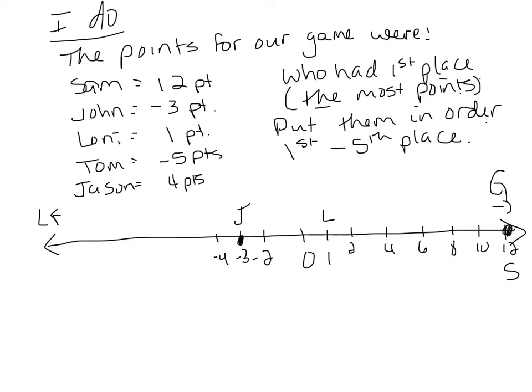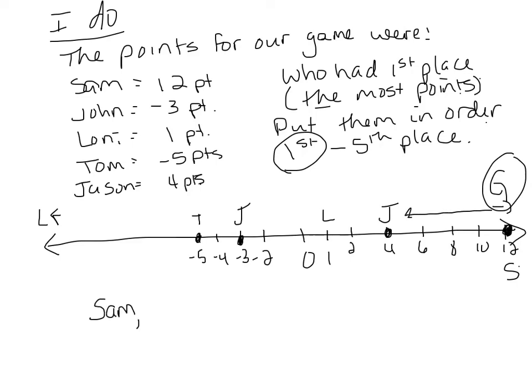Tom had -5 points, -5, Tom. And Jason had +4 points. Well, once you plot them on the number line, you can tell who was in what place value. You have them in order now. You just have to look at the question, what order do they want? They want first place. Well, first place is best, right? That's winning. So we've got to find who was way over here, and that was Sam. So Sam got first place.